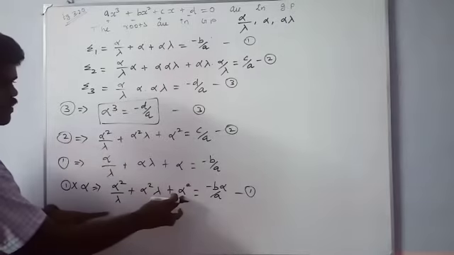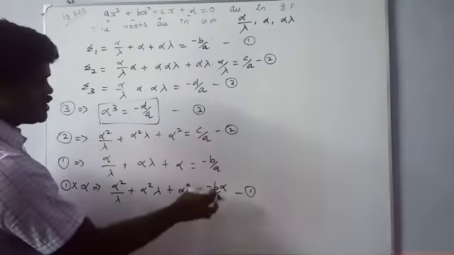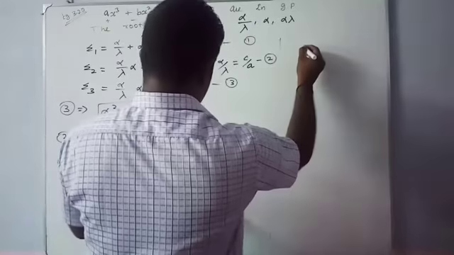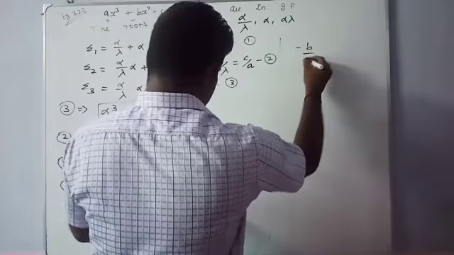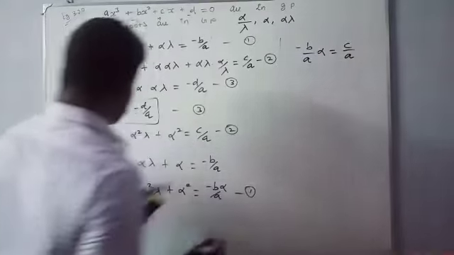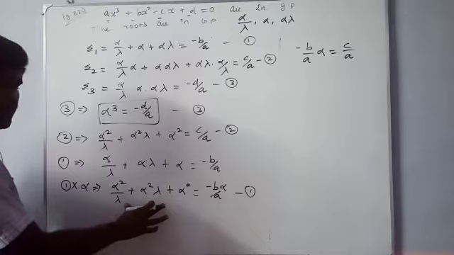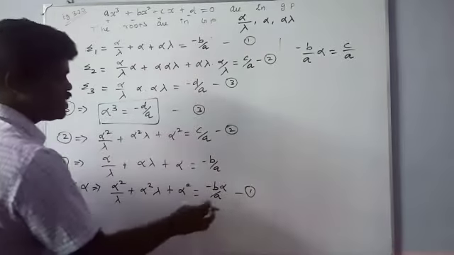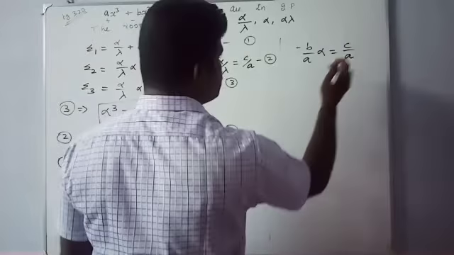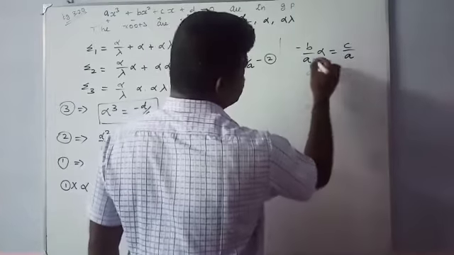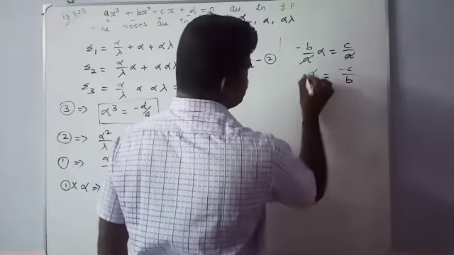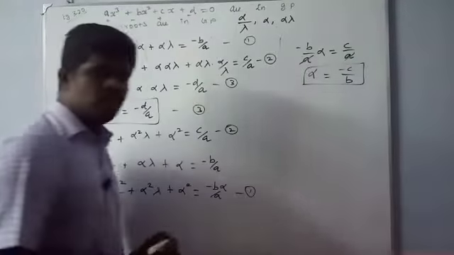Both LHS are the same, so the RHS value is also the same. What is the RHS value? Minus b by a alpha is equal to c by a. Here alpha is equal to, cancel these 2a, the answer will be minus c by b. This is the value of alpha.